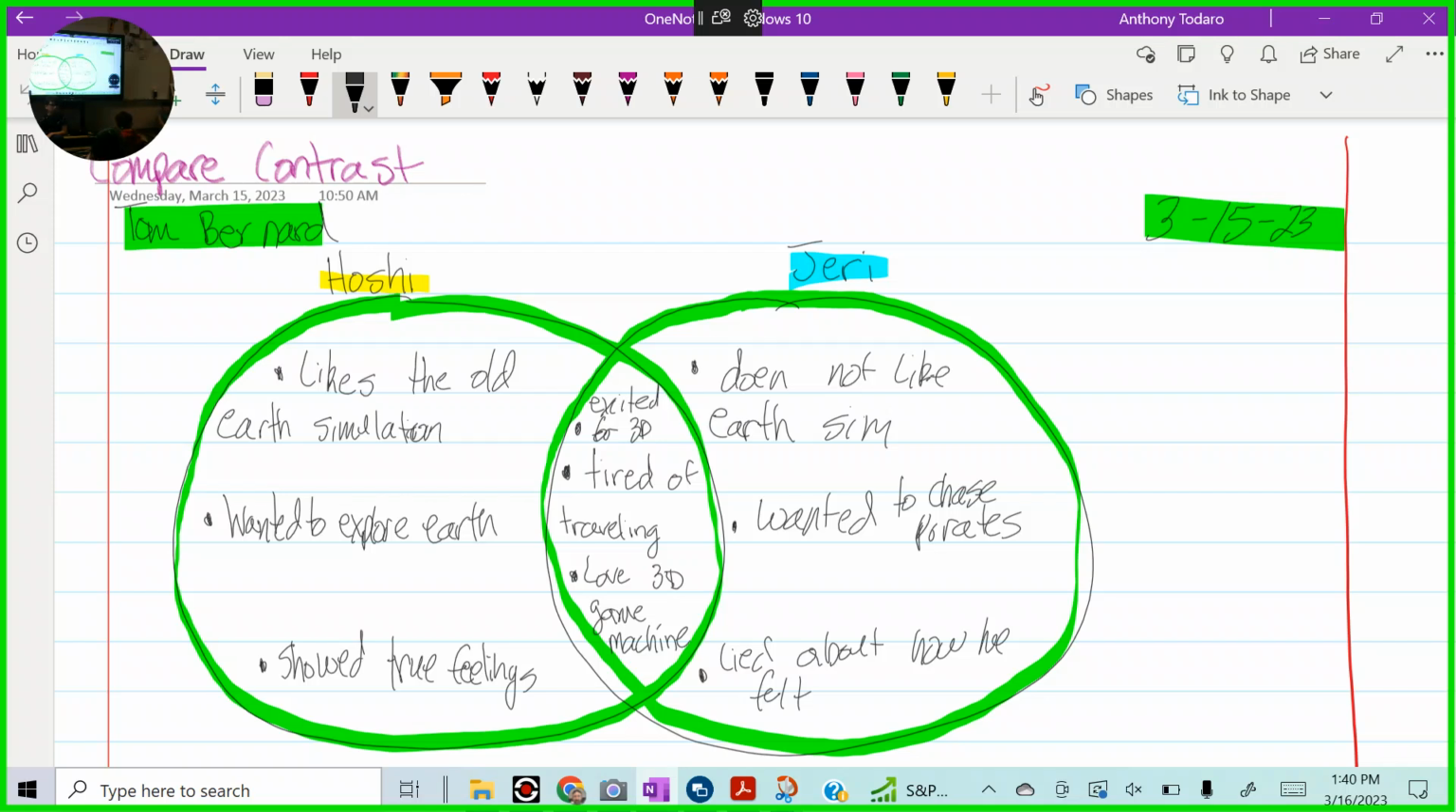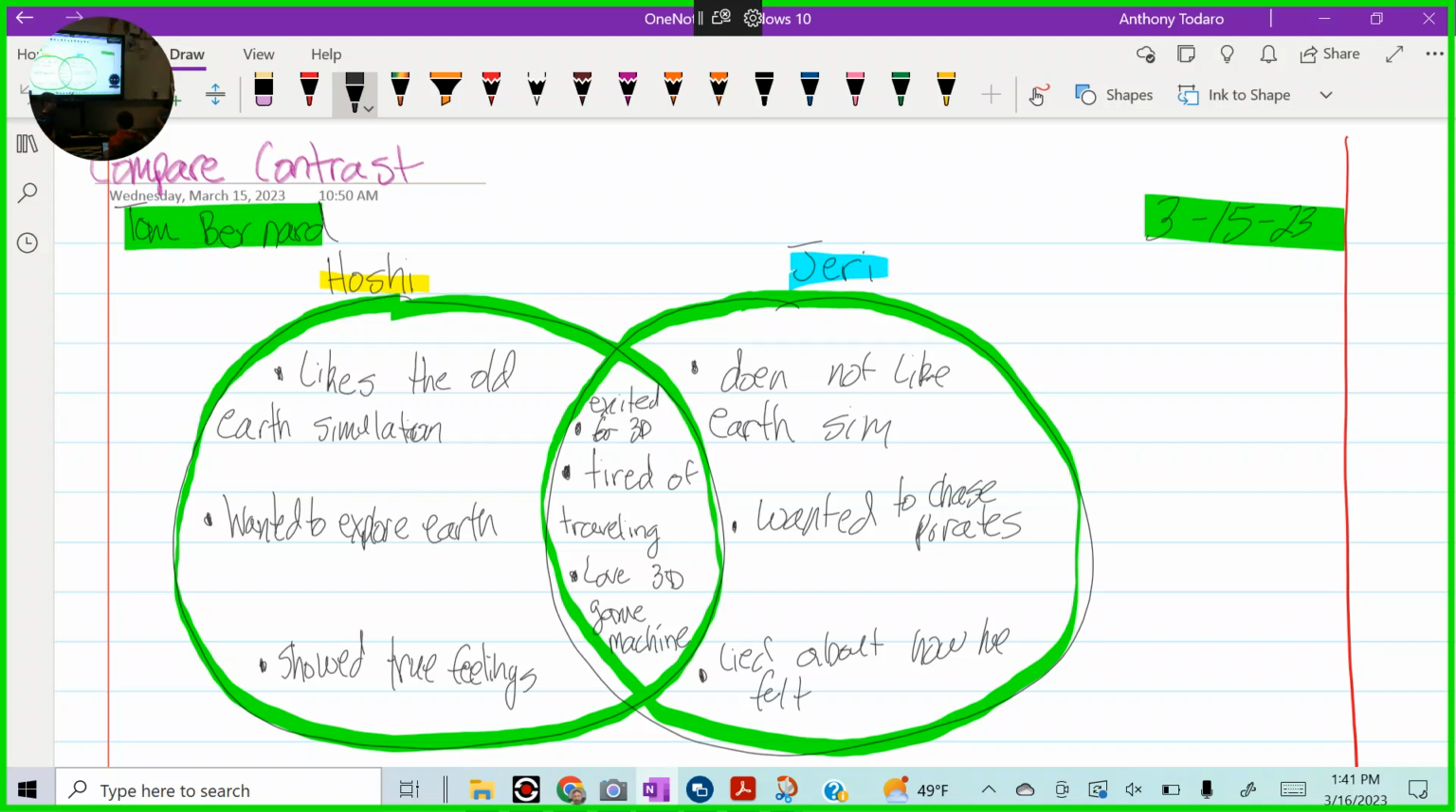When I put for Hoshi, it was that she wanted to play a new game, but Jerry thought it was boring. Yeah, Jerry wanted to play the old game. Hoshi wanted to play the new game. They weren't on the same page there. Hoshi was really excited to see the Earth again, and Jerry was just bored, like this isn't that cool. Jerry's bored, right? Yeah, right.